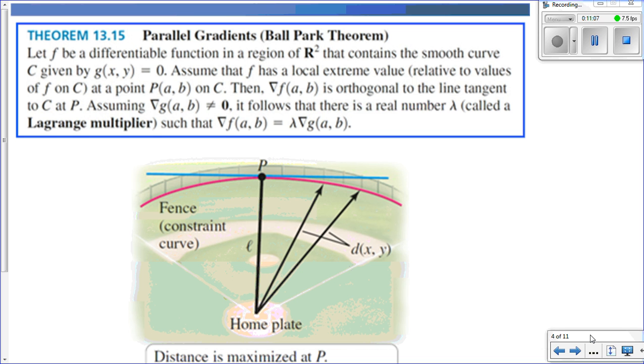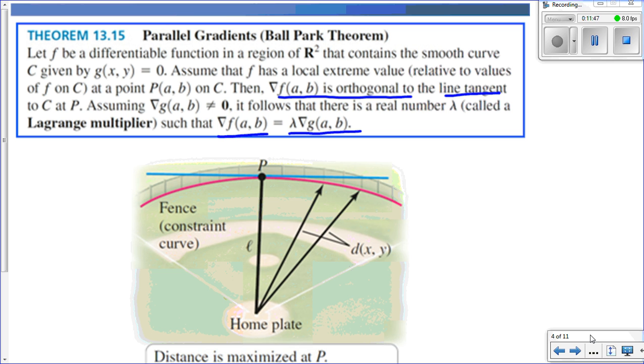Okay, and this is the theorem that states that. Parallel gradients: let f be a differentiable function in a region of R2 that contains the smooth curve C given by g of x, y equal to 0. So that's our constraint. Assume that f has a local extreme value at a point on the constraint. Then the gradient of f will be orthogonal to the tangent line at that point. And it follows that there's a real number lambda, called the Lagrange multiplier, so that the gradient of f is equal to a multiple, that lambda, times the gradient of g, the constraint.